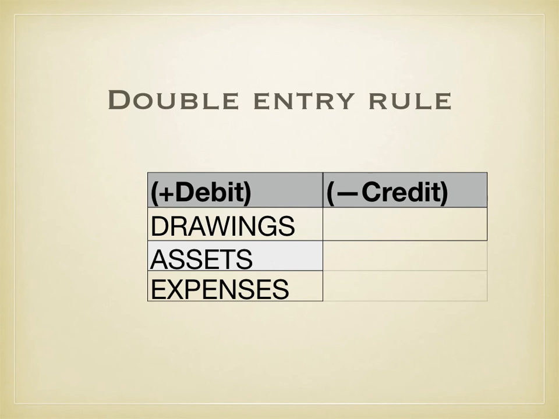Then let's go to the next slide. There you can see drawings on the debit side as well as assets and expenses. And on the credit side, they decrease. So what do we mean when we say they increase and decrease? It means when the owner takes something from the business for personal use, you will record that transaction on the debit side. The same with assets. When you buy new assets, they will be recorded on the debit side because they have increased. You have now more. And when you pay more expenses, they will be recorded on the debit side.